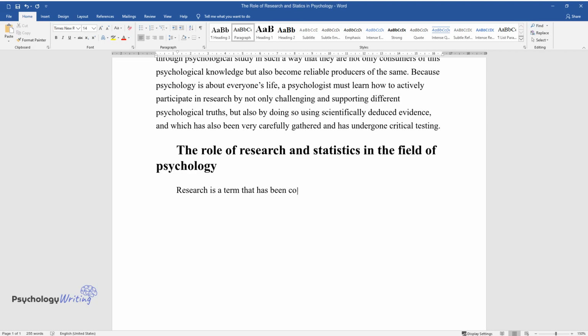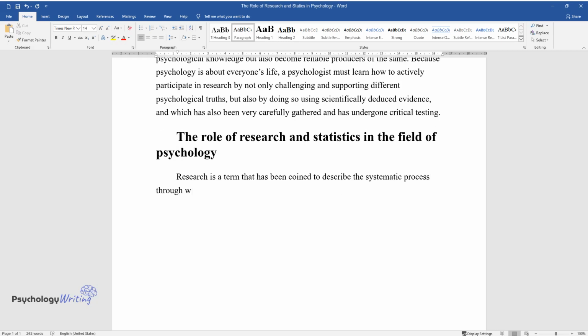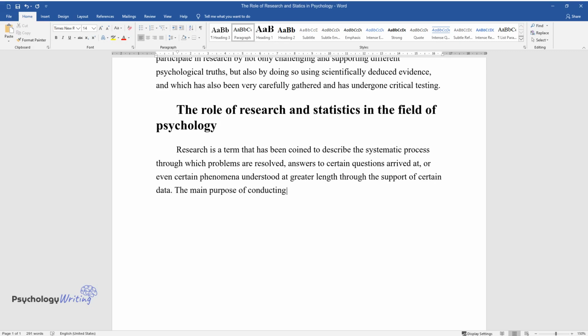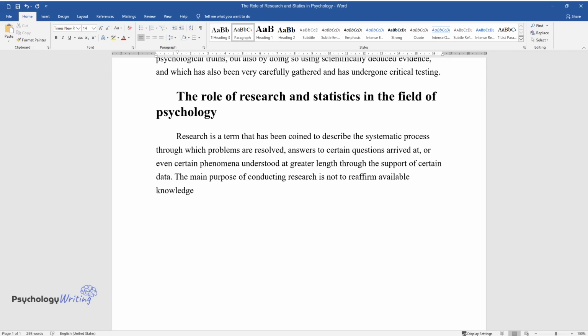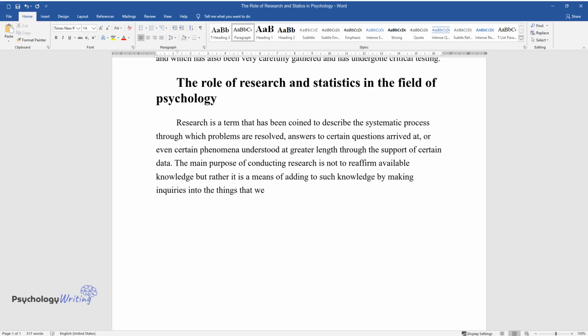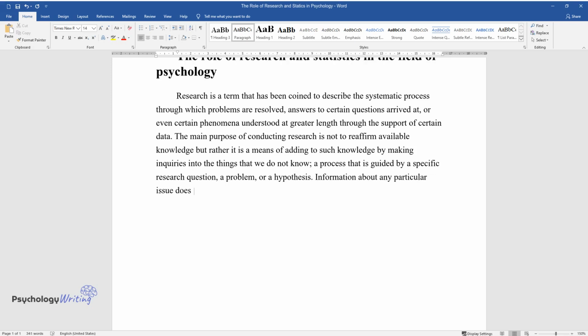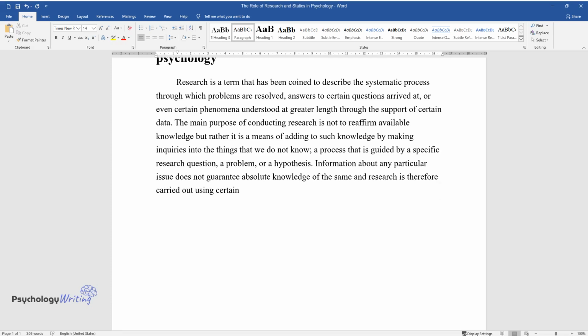Research is a term that has been coined to describe the systematic process through which problems are resolved, answers to certain questions arrived at, or even certain phenomena understood at greater length through the support of certain data. The main purpose of conducting research is not to reaffirm available knowledge, but rather it is a means of adding to such knowledge by making inquiries into the things that we do not know, a process that is guided by a specific research question, a problem, or a hypothesis. Information about any particular issue does not guarantee absolute knowledge of the same, and research is therefore carried out using certain methodologies in order to come up with substantial information or results.